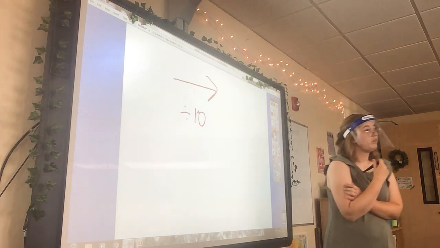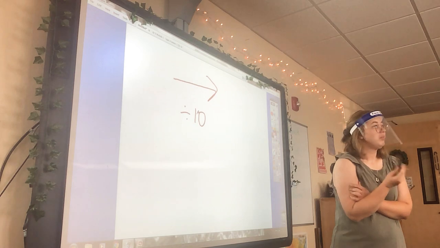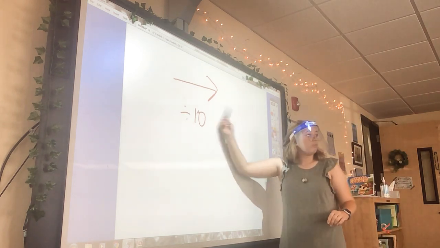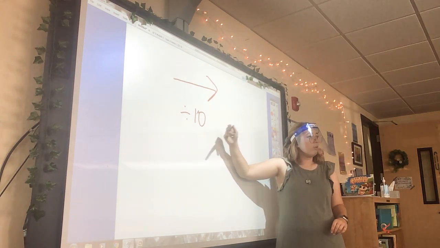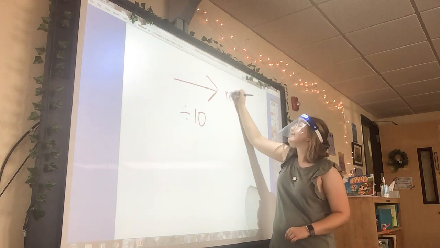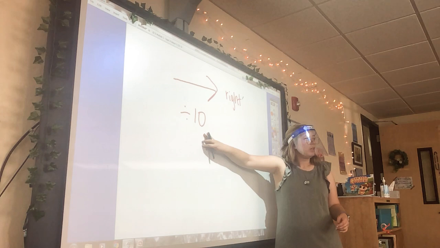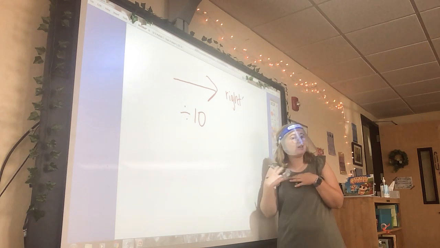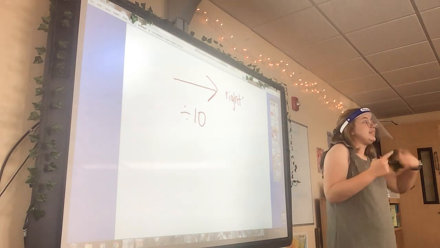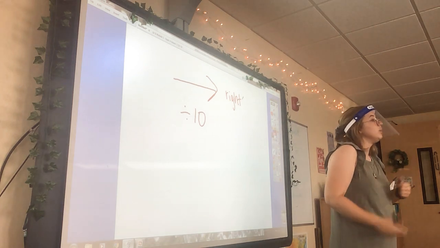I was gonna ask, what do you write for like words? There you go. So just put right arrow, divide by 10. Or you can say right, divide 10. If we're moving to the right, we're dividing by 10. Or like we can think of it the other way too. If we're dividing by 10, we're moving to the right.